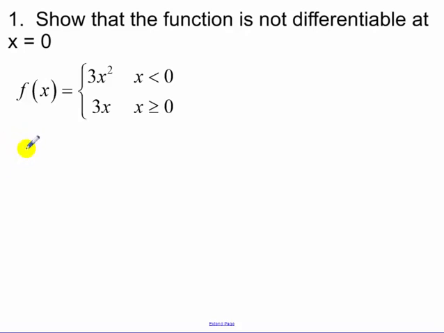Okay, we want to show that the function is not differentiable at x equals 0. So let's use the limit as x goes to 0 from numbers a little bit less of our function, so of f of x minus f of 0, all over x minus 0. Now what function are we going to use from numbers a little bit less? We're going to use the top function.